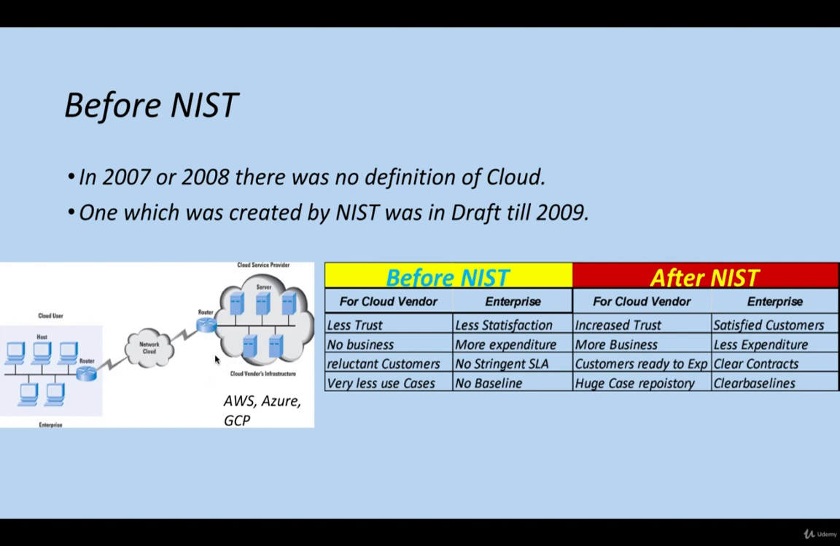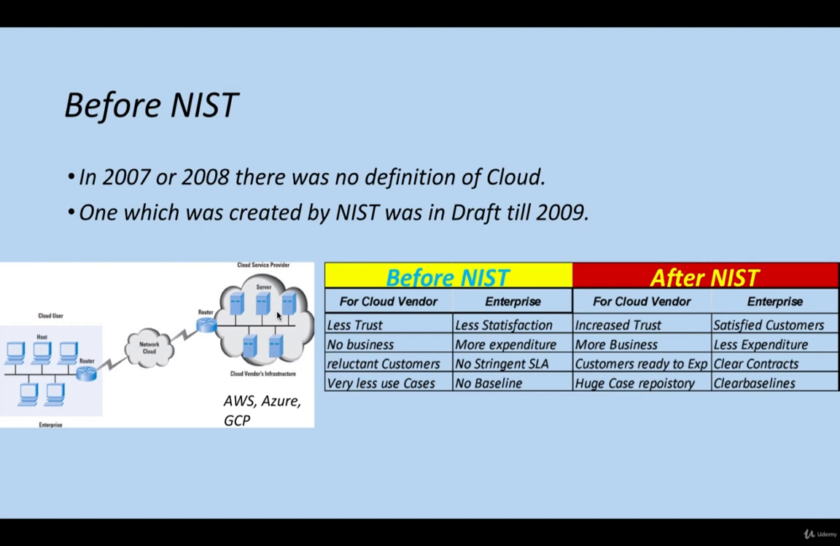So NIST said that, okay, if you are a cloud service provider, just look at these five characteristics. If you can provide more than five, it would be very good. But if you pay attention to those five characteristics, and we'll come to those five characteristics in the next slide, you'll have a good business, increased trust, more business, customers would be ready to experiment, and you'll be having a huge case repository, right?